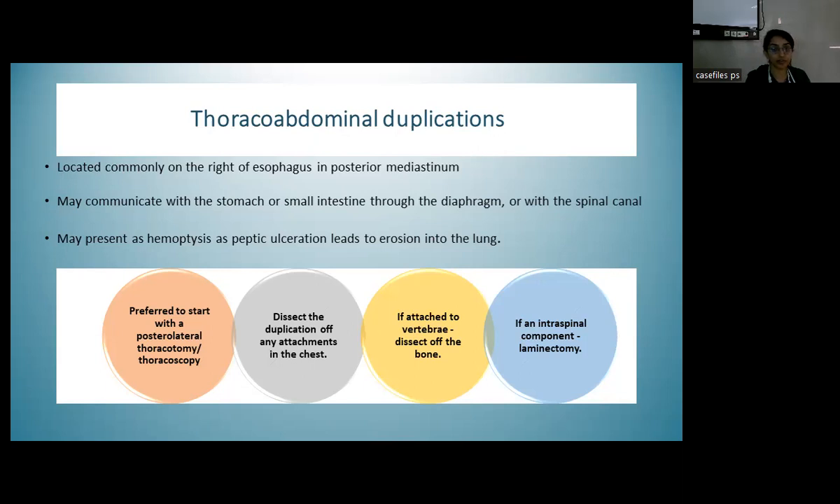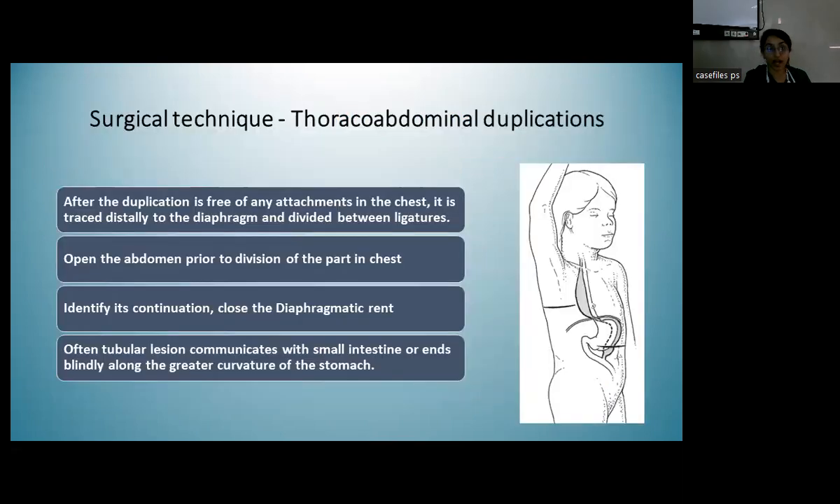For removal of a thoraco-abdominal duplication cyst, it is preferred to start with a posterolateral thoracotomy, or even a thoracoscopic approach can be preferred. The duplication cyst is dissected off first in the chest. If it is attached to the vertebra, then we will have to dissect it from the bone. And if an intraspinal component is present, then a laminectomy has to be performed. After the duplication is freed of all of its attachments in the chest, it is traced distally to the diaphragm and it might be divided between ligatures.